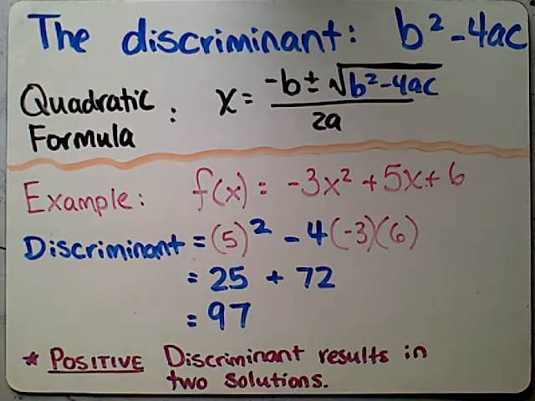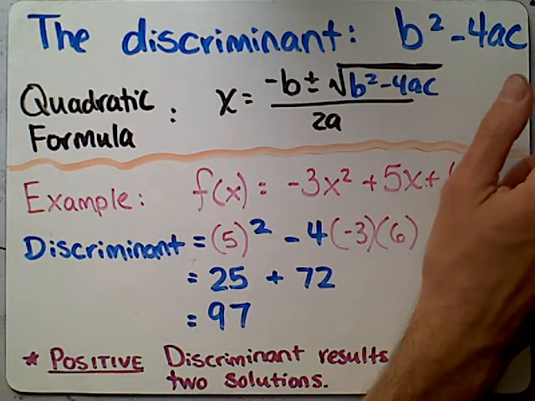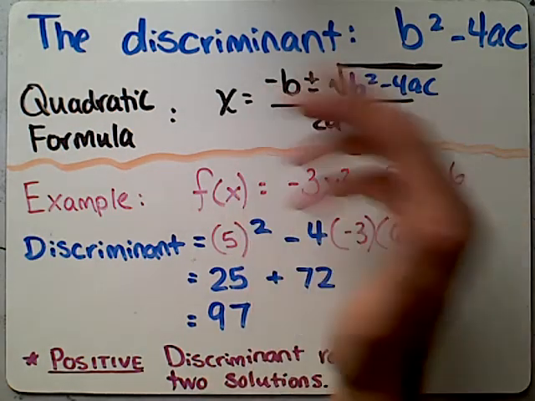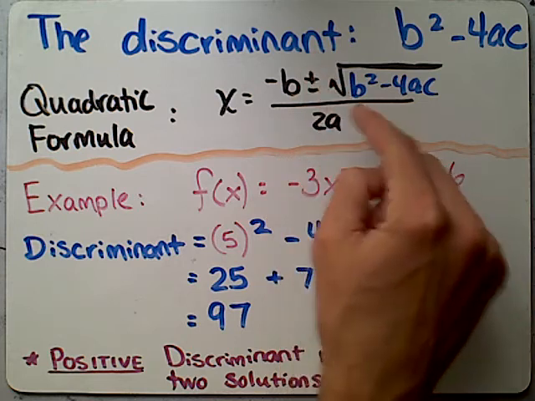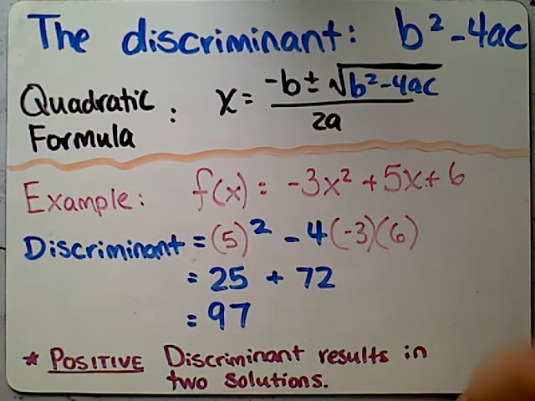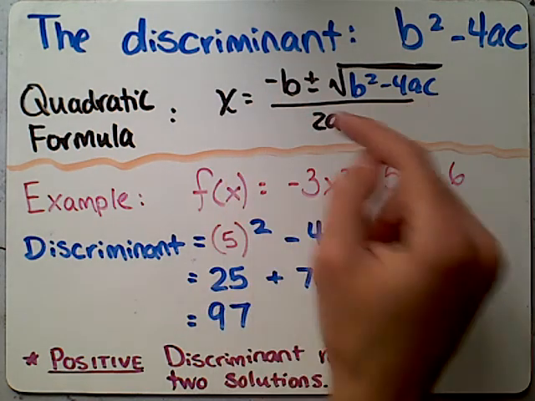In this video I'm going to discuss the discriminant, and the discriminant is represented by the expression b squared minus 4ac, and actually is a component of the bigger quadratic formula we'll get more to later in this lesson. The quadratic formula is x equals negative b, so negative 1 times b, plus or minus the square root of that discriminant, b squared minus 4ac here in blue, and all of this over 2a.